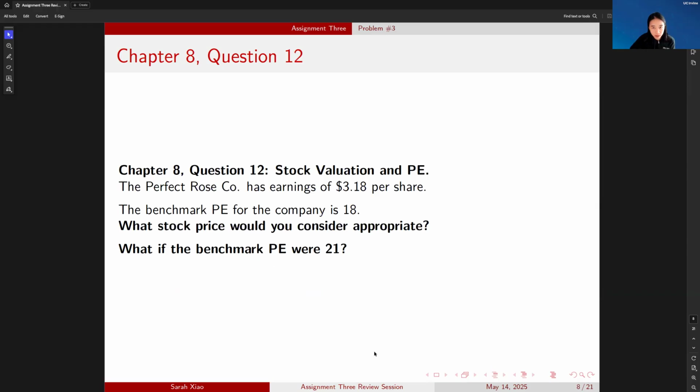All right. The next problem is about stock valuation and the PE ratio. The Perfect Rose Company has earnings of $3.18 per share. The benchmark PE for the company is 18. The questions are, what stock price would you consider appropriate, and what if the benchmark PE is 21?